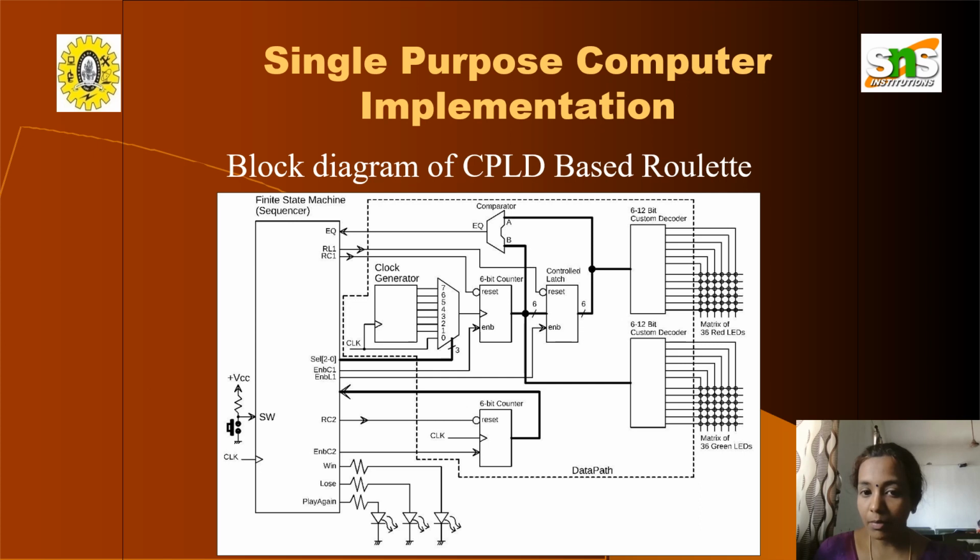So this is the block diagram of a CPLD based roulette. Here we have the decoder for decoding the received data from one form to another form readable by the microcontroller. We have the reset, clock generators, power supply, finite state elements, and the LEDs.